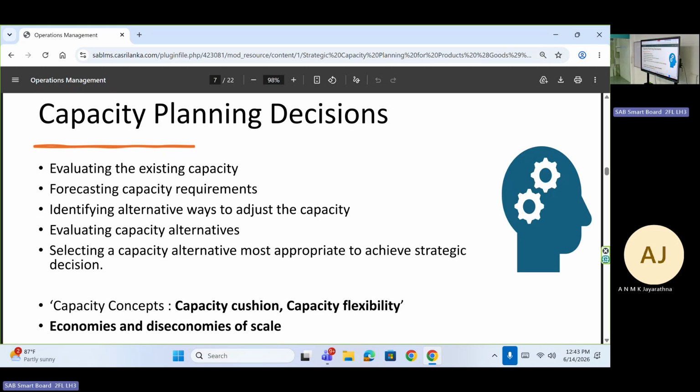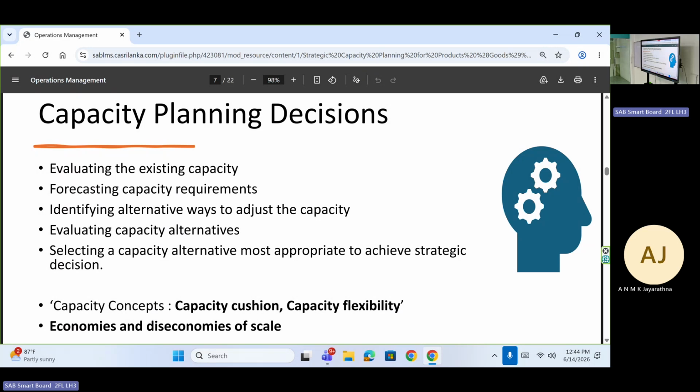The meaning of capacity cushion is. Do you have any idea? Did you find the meaning of capacity cushion? The answer is, in some organizations, you can find this capacity cushion.